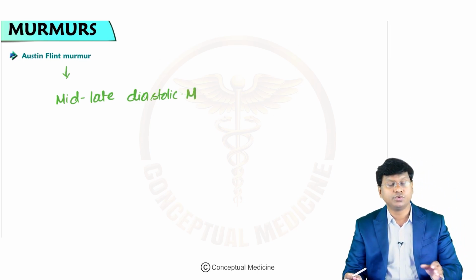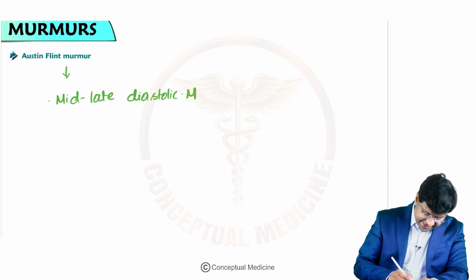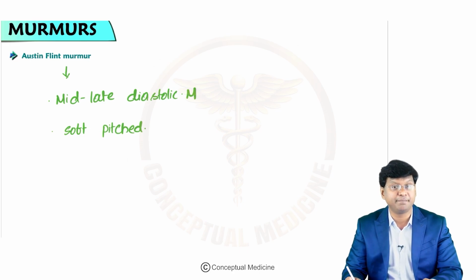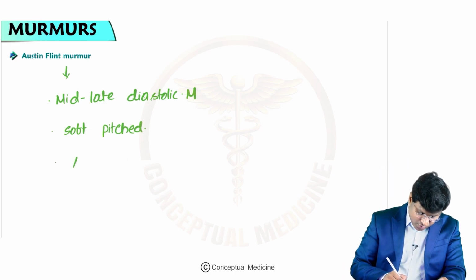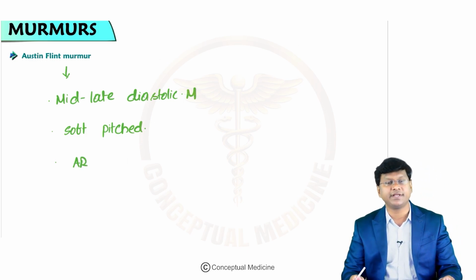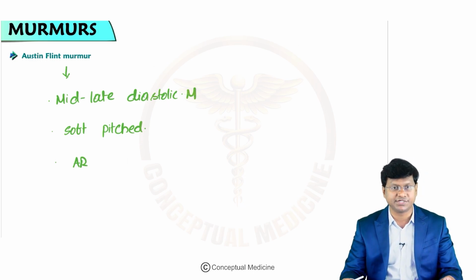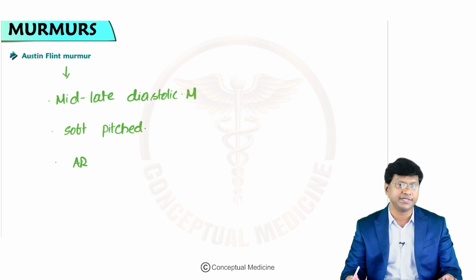Right, it is also a murmur which is a mid to late diastolic murmur. And this is a soft pitched murmur, and it is associated with aortic regurgitation. And why does this Austin-Flint murmur occur in aortic regurgitation?